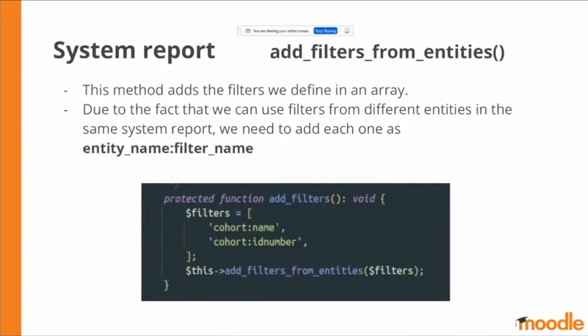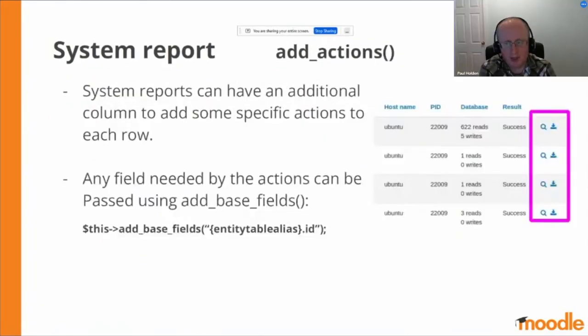Exactly the same with filters. So everything that I've talked about, how we have entities, columns, filters, conditions, they are interchangeable between system reports and custom reports. What system reports also have are these call to action buttons, or action classes. What this allows you to do is define actions that can be performed relative to each row of the table.